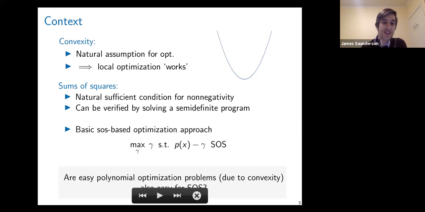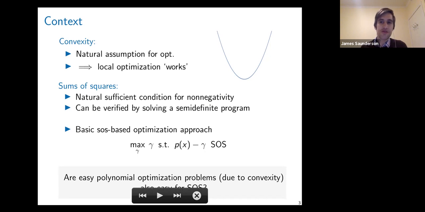And sums of squares is a natural sufficient condition for non-negativity. In some sense, these are the prototypical non-negative things. It seems to me that the inequalities in real algebraic geometry really are built out of sums of squares in some sense. From a computational point of view, sums of squares are very nice. If you give me a form and ask me whether it's a sum of squares, at least in principle, this is something we can verify by solving a semidefinite feasibility problem, a semidefinite programming problem. Of course, you can do much more than just check sums of squares, but this is the basic connection to semidefinite programming.